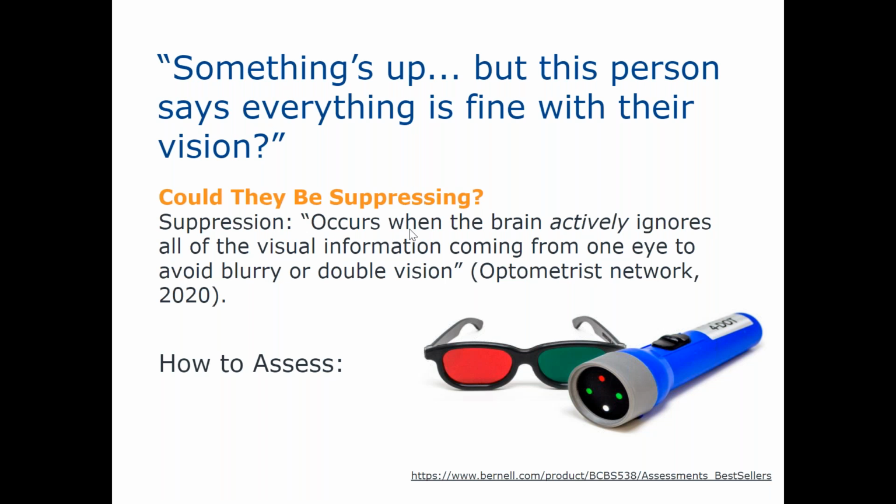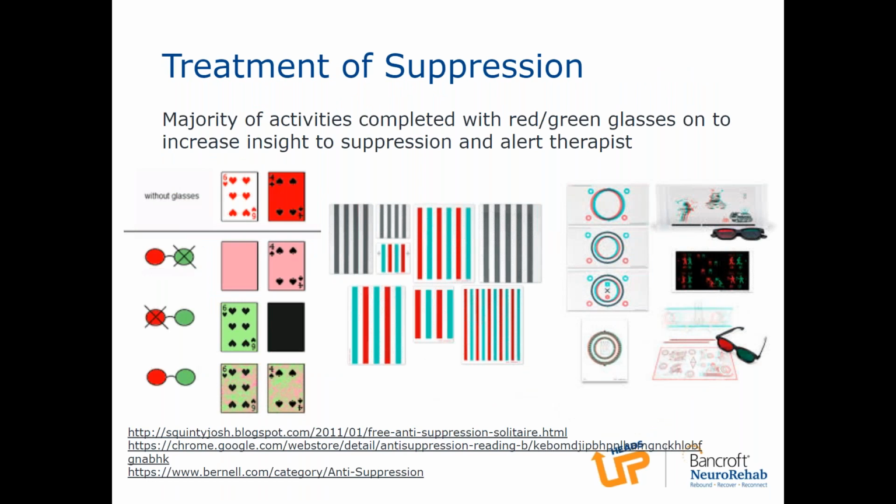So in terms of assessing, it's really pretty easy. They're going to pop those red-green glasses on. It's called the Worth 4-dot test, and you're going to shine that flashlight on the wall, and we are looking at how many dots they see. If they see 4 dots, that's normal. Both eyes are working. If they see any less than 4 dots, so 2 or 3 dots, it means they are suppressing one of the eyes, and that will indicate depending on the color that they're seeing.